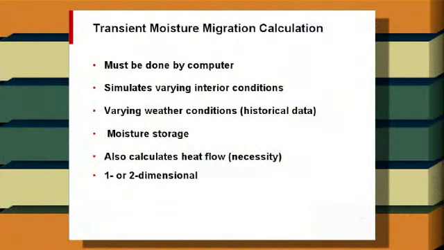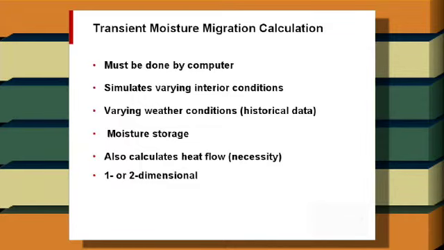Transient moisture migration calculations are sort of the next step. There you're crunching a tremendous amount of data because you have to deal with all the various material properties, the different moisture transport mechanisms, different weather conditions, different interior conditions, and that can really only be done using computer analysis. And here are the various things that these take into account: moisture storage, weather conditions, and heat flow across the various building envelope materials.